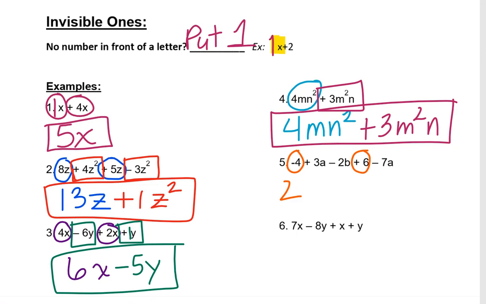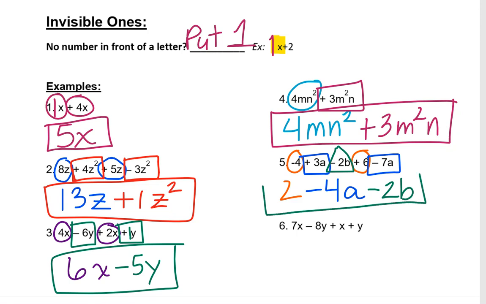My next term is a plus 3a, a positive 3a here, and I can combine that with this minus 7a. So 3a minus 7a gives me negative 4a. And my final term is this negative 2b. There's nothing for me to combine it with, so I'm just going to bring it down, minus 2b. My final simplified expression is 2 minus 4a minus 2b.